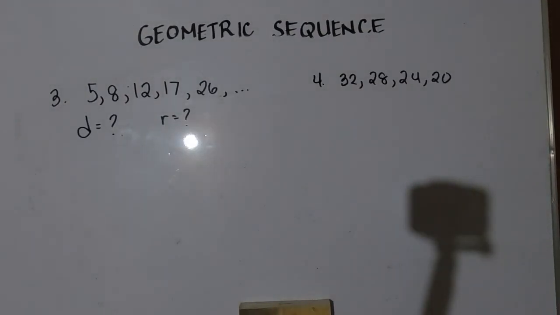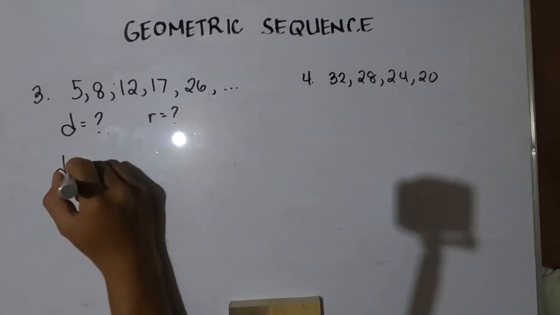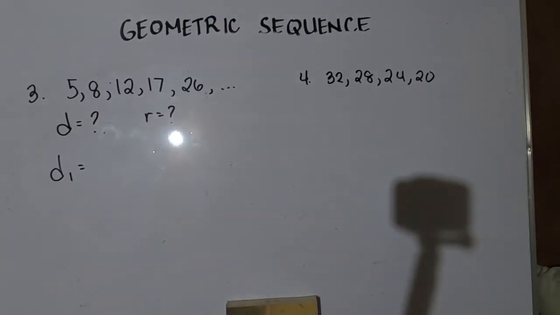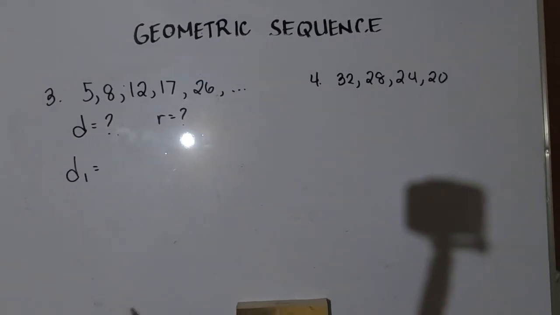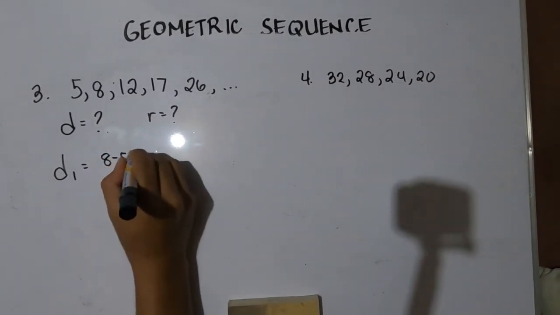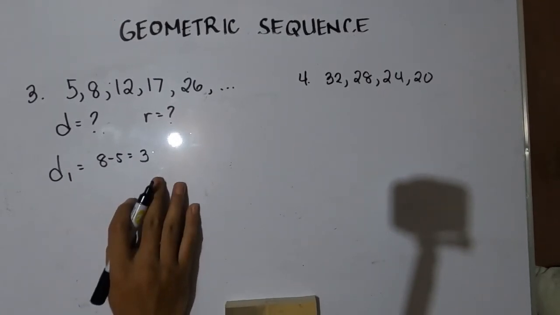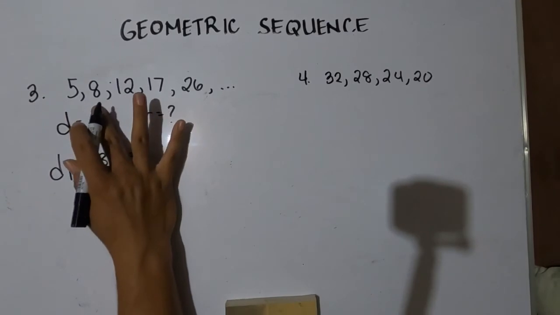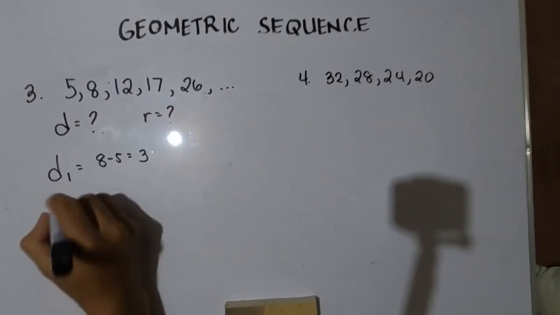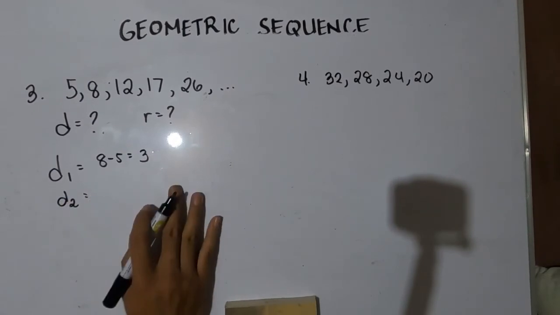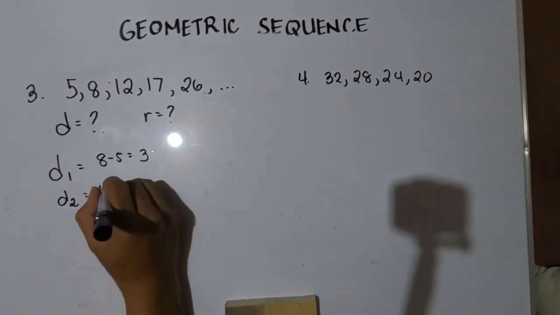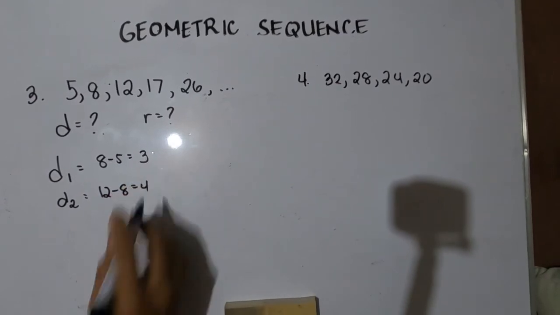Let's continue answering number 3 and 4. Let's try verifying whether the sequence has common difference. Let's try to identify what's the difference between the second term and the first term. So 8 minus 5 is equal to 3. Let's try to determine whether the difference between the third term and the second term is the same as 3. It's a second difference. So that is 12 minus 8 is equal to 4.